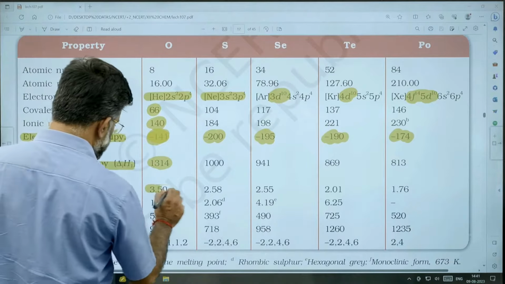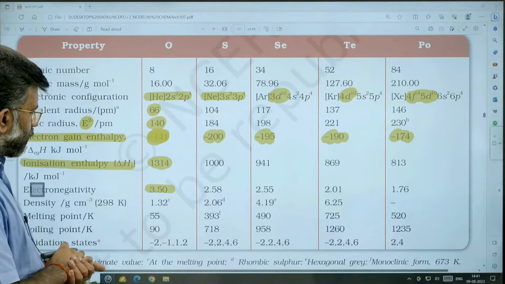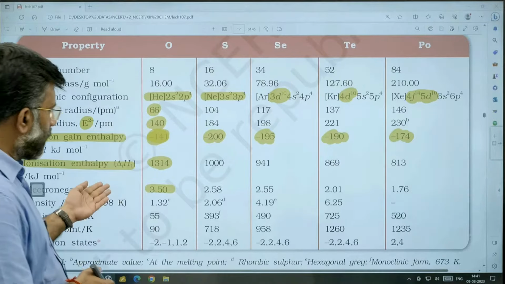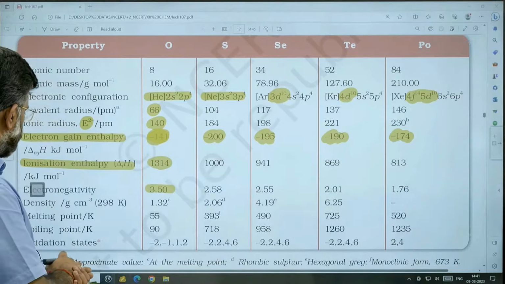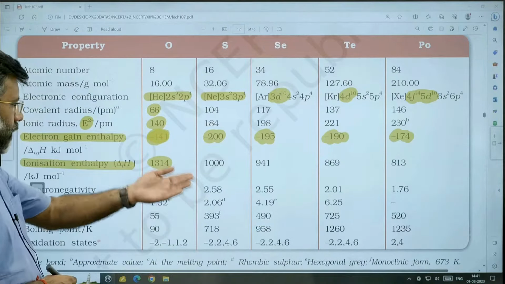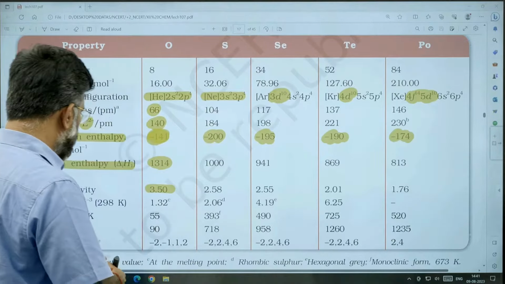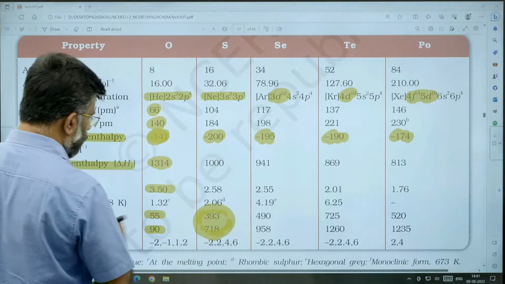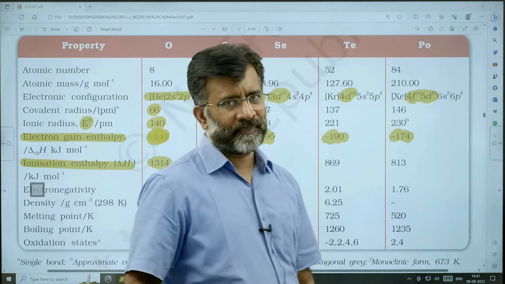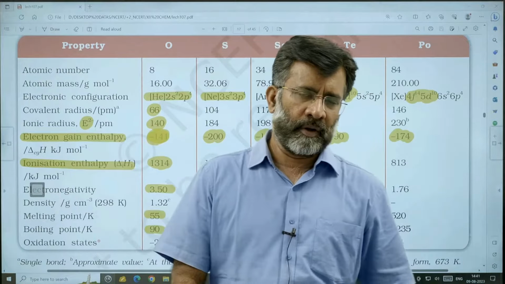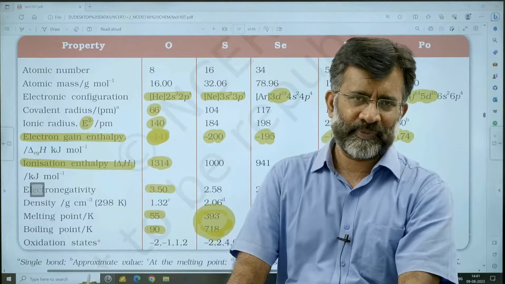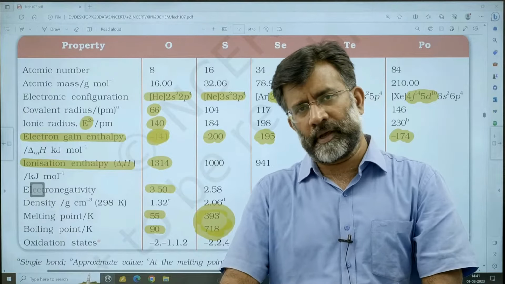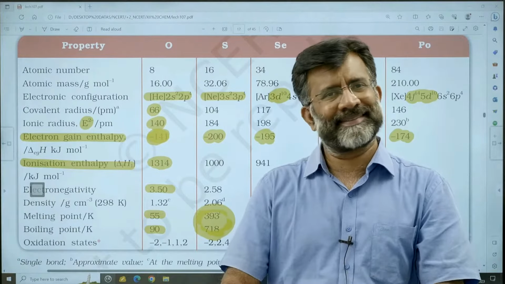Electronegativity. Oxygen is the second most electronegative element after fluorine, having a Pauling scale value of 3.5, and electronegativity decreases down the group. Then density, melting point, boiling point, that you can also have a look at. It is quite interesting to see that whether melting point or boiling point, when you compare oxygen and sulfur, oxygen has a very low value because it is a diatomic gaseous molecule, while sulfur is polyatomic and in the solid state. That is the difference.